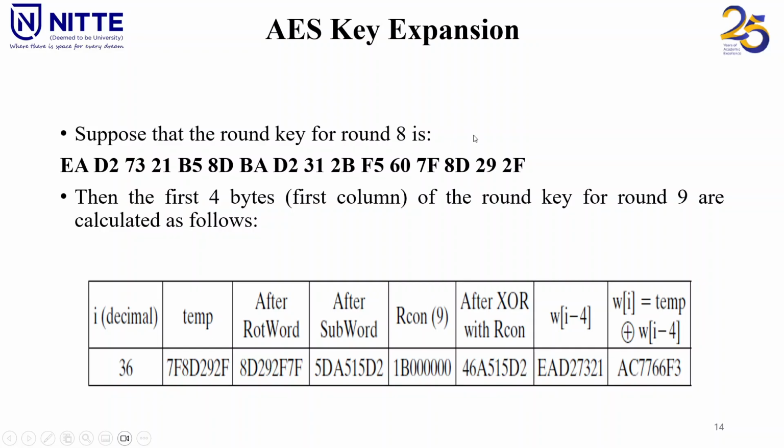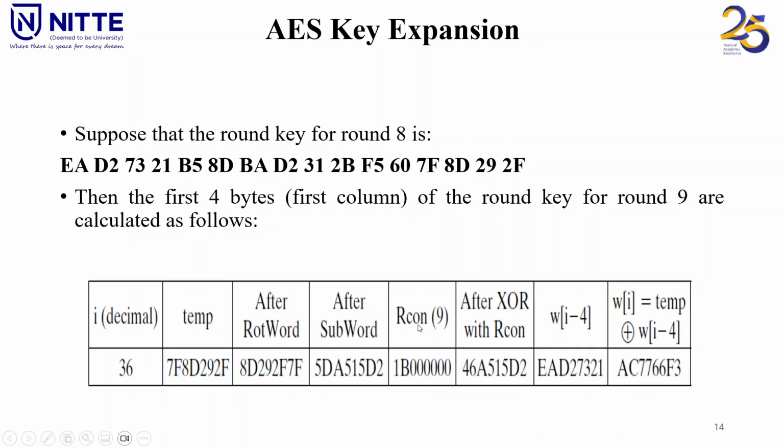So the last word, the rightmost 4 bytes, I am going to consider as a temporary value. I need to perform the rotation, that is, rotate 1 byte to the left. Then we get 8D, 29, 2F, 7F. Then after substituting these values with the substitution box, I will be able to convert them into 5D, A5, D5, D2. Then the round constant value, that is for round 9, is 1B, and the rest of the 3 bytes will be 00.